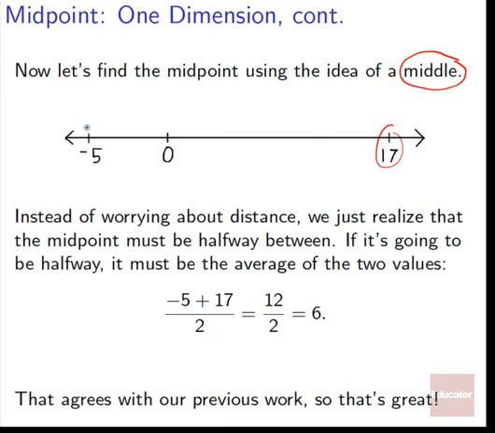So we take 17, we take -5, and we don't have to worry about the distance. We just realize, hey, look, midpoint's going to be halfway. To be halfway, you have to be the average of the two values. So we take -5 plus 17, and we divide it by 2. That gets us 12 over 2, which is 6.